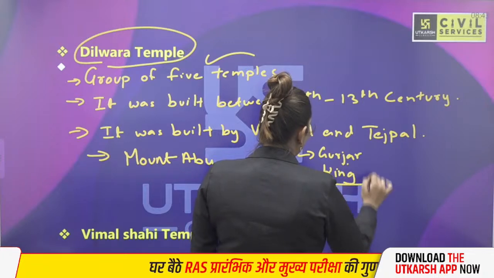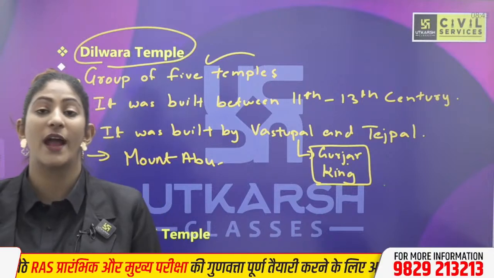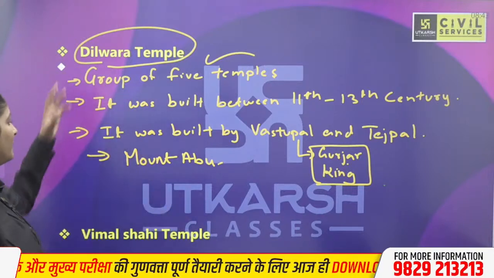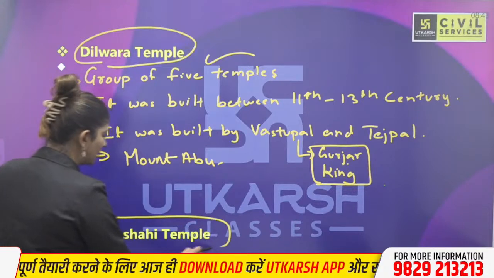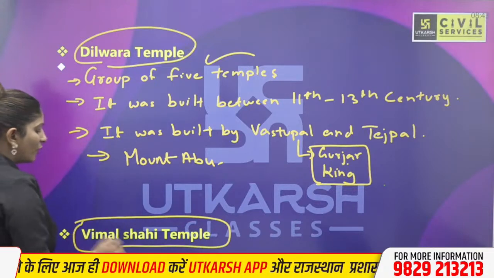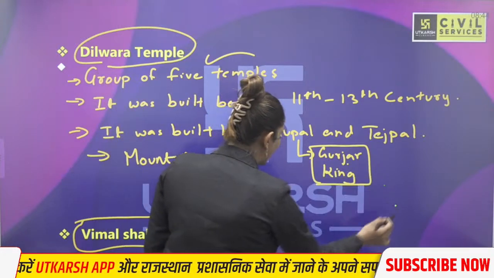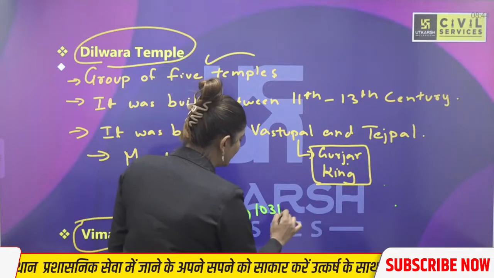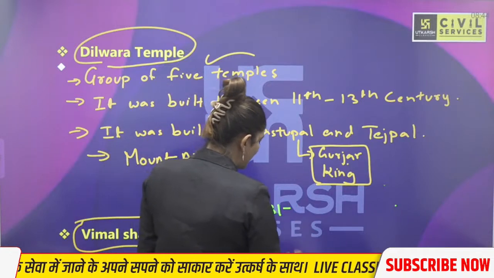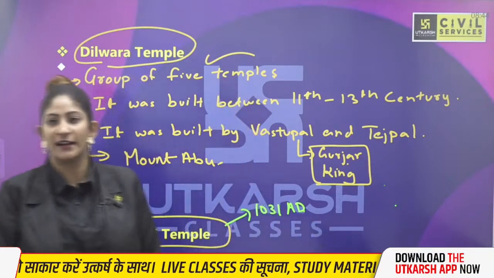Gurjar king. If it is asked in your examination about the Gurjar king, make sure who has built this particular temple. In the Delwara temple only, the oldest one is the Vimal Shahi temple. Okay, who is Vimal? What is Vimal Shahi temple? Vimal Shahi temple was built in 1031 AD, pretty old, and this is a part of the Delwara temple only.